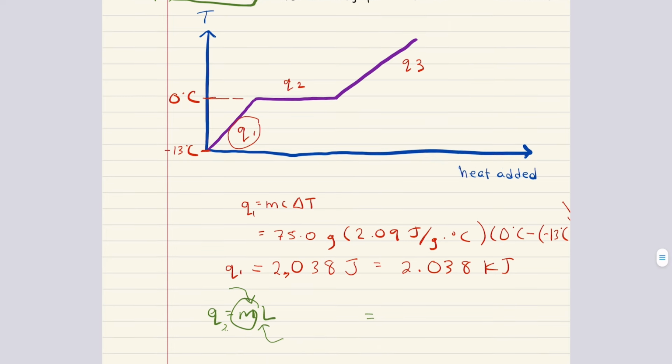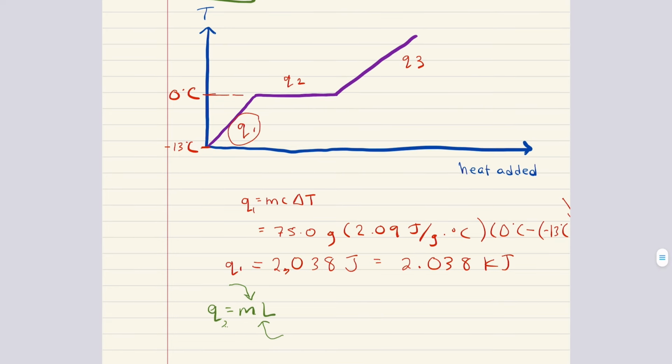So let's go ahead and write that out. What we have here is 75 grams of water. We want to convert that to moles. We're going to use molar mass. 1 mole of water is equal to about 18 grams of water.